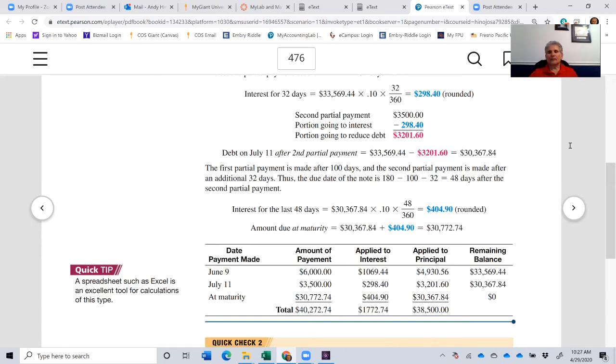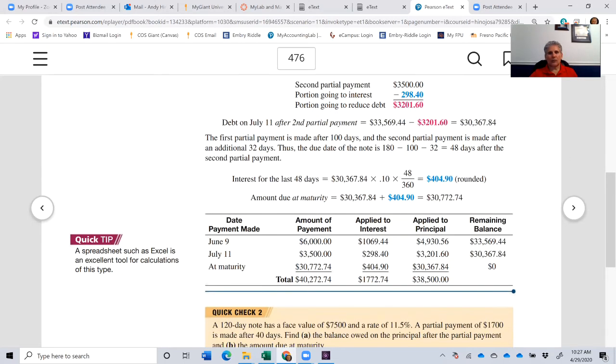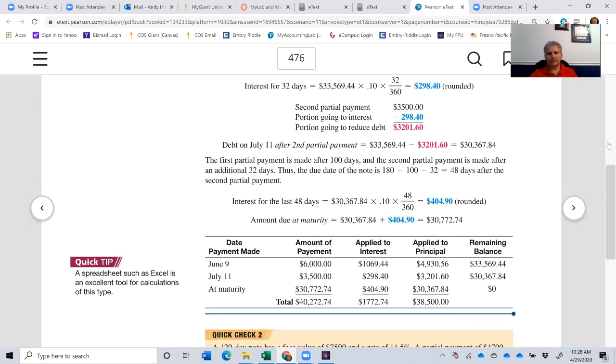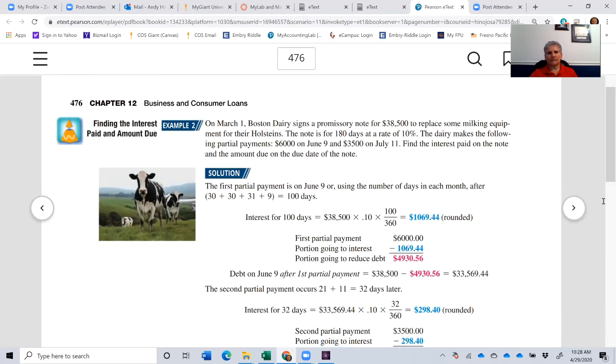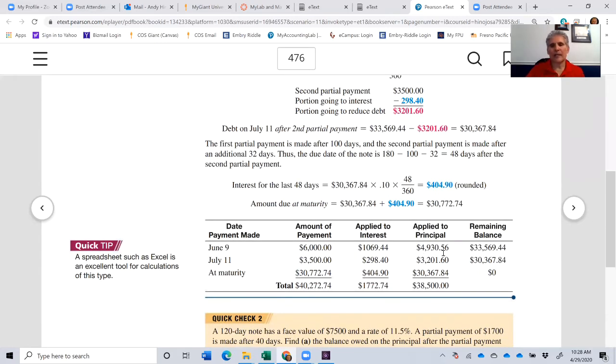Now you can actually draw up a little amortization schedule that shows exactly how this all works. With the June payment, the total amount of the payment was $6,000, of which $1,069.44 applied towards the interest, and $4,930.56 was applied to the principal. So the total balance at that time, what was the total loan amount? $38,500. We subtract the $4,930.56 and get $33,569.44. We actually did that earlier, but this is just a way of putting it into a table that makes it easy to see after every payment what the balance was.